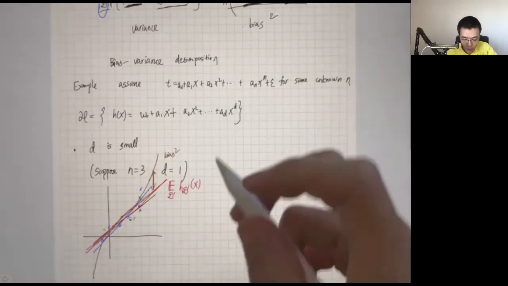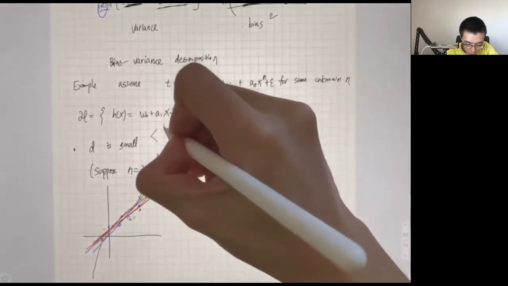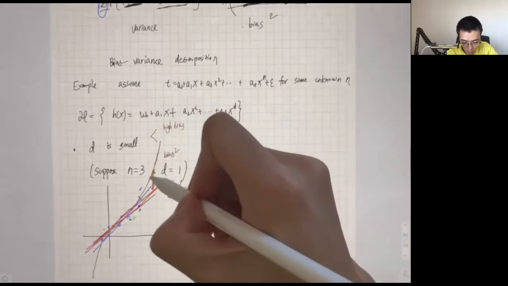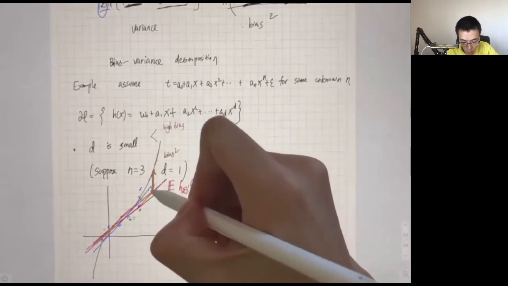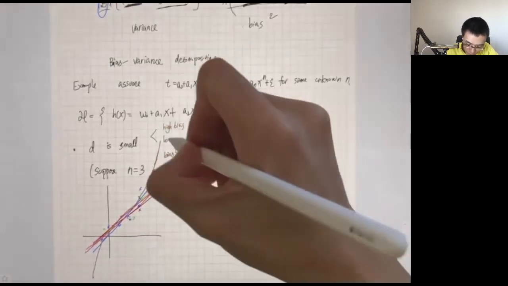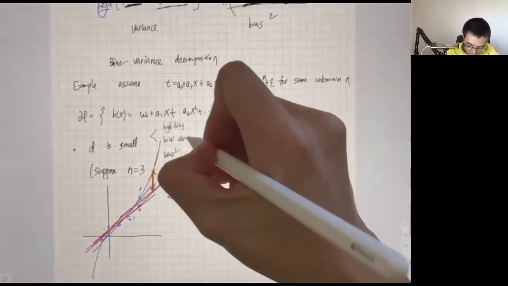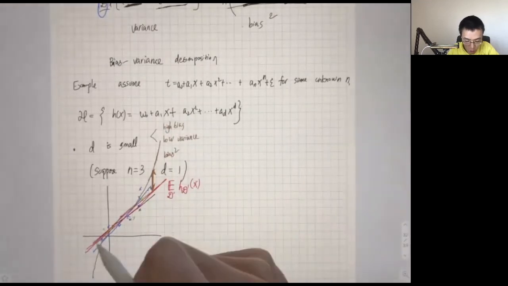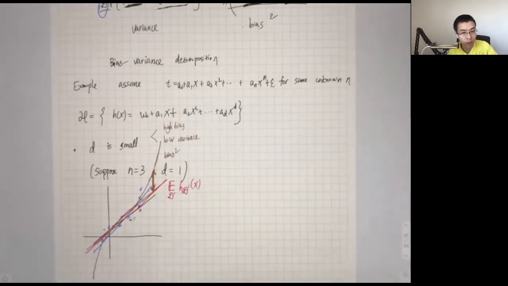So now you see if d is small, you have a high bias, because no matter how you learn, you cannot reduce this gap. It has low variance, because all the curves here look all the same. So it has low variance, but it has high bias.